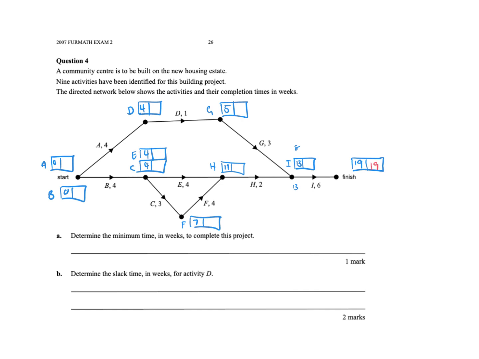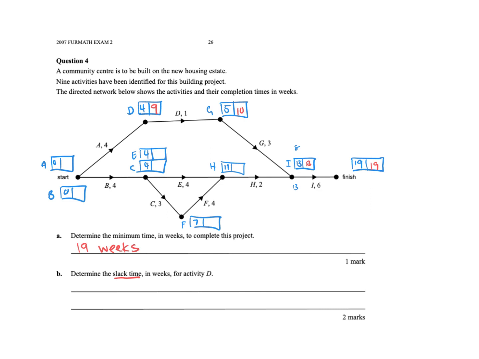When it says determine the minimum time to complete, what's the answer for that? 19 weeks. Okay. And then it says determine the slack time. What do you think slack time means? Float time. Good. For D. So let's quickly go backwards. 19 minus 6 is 13. I'm heading towards the D, sorry. So 13 minus 3 is 10. And then 10 minus 1 is 9.